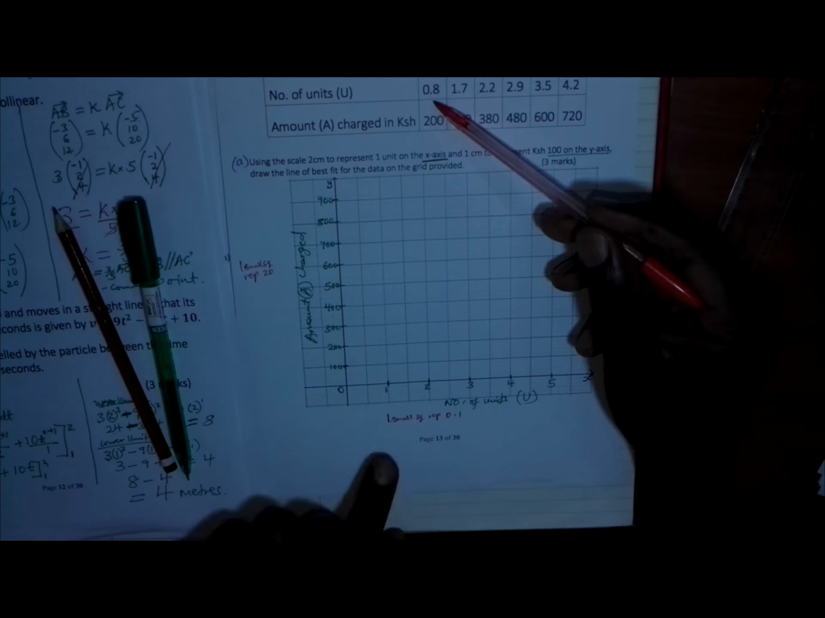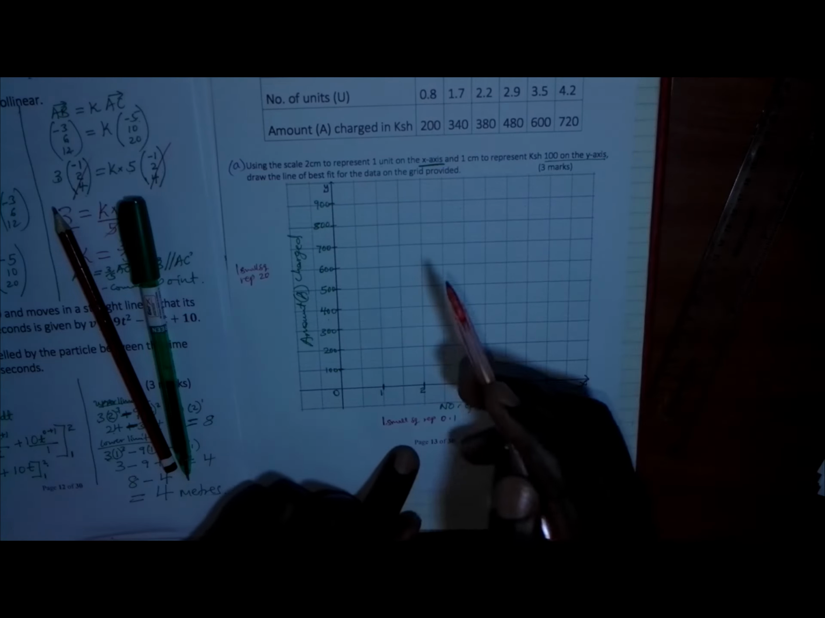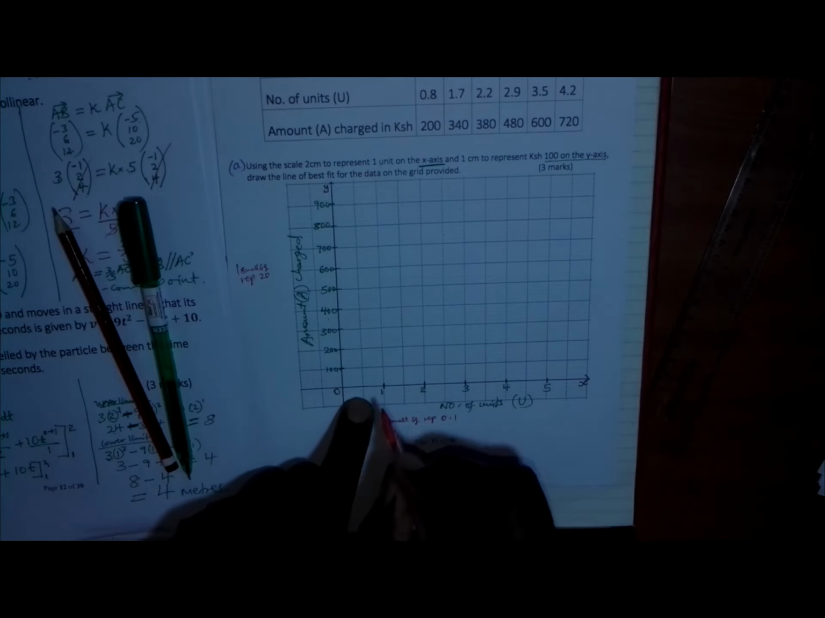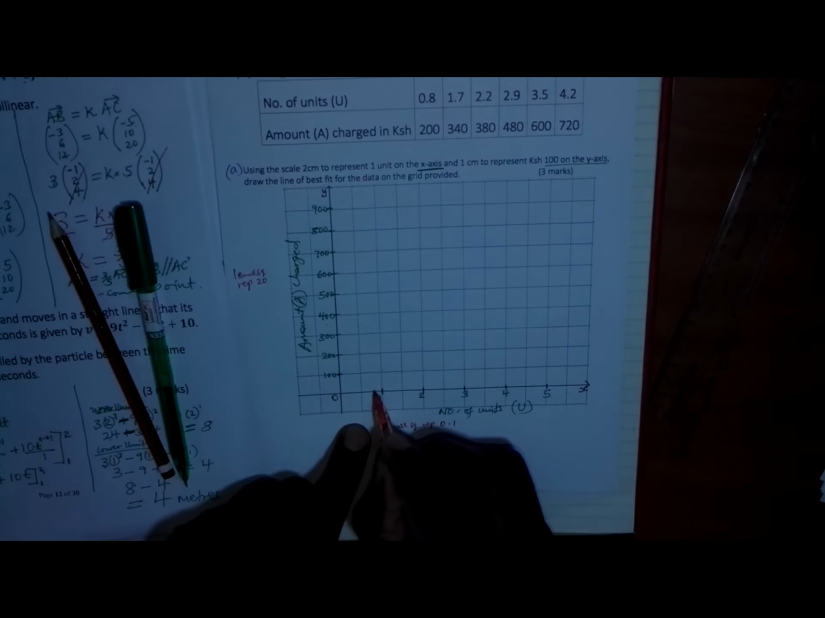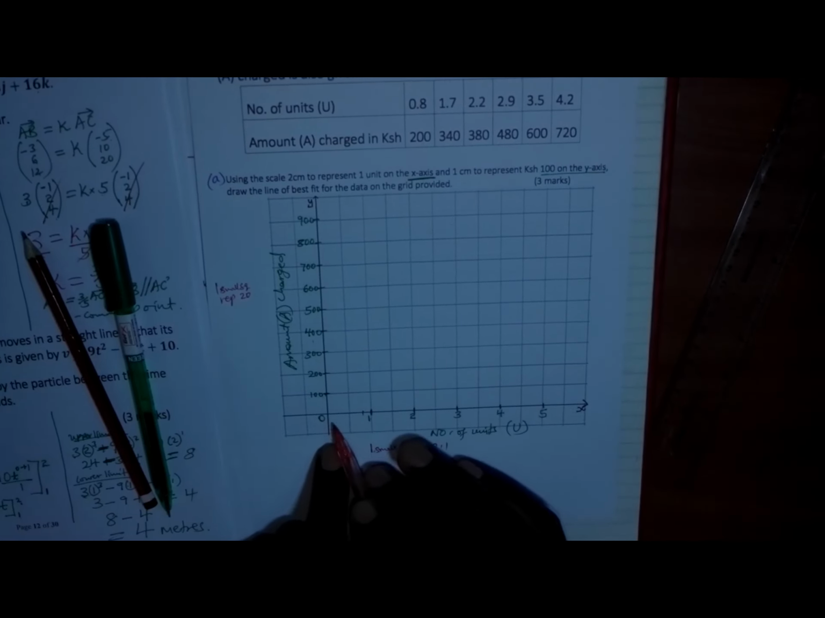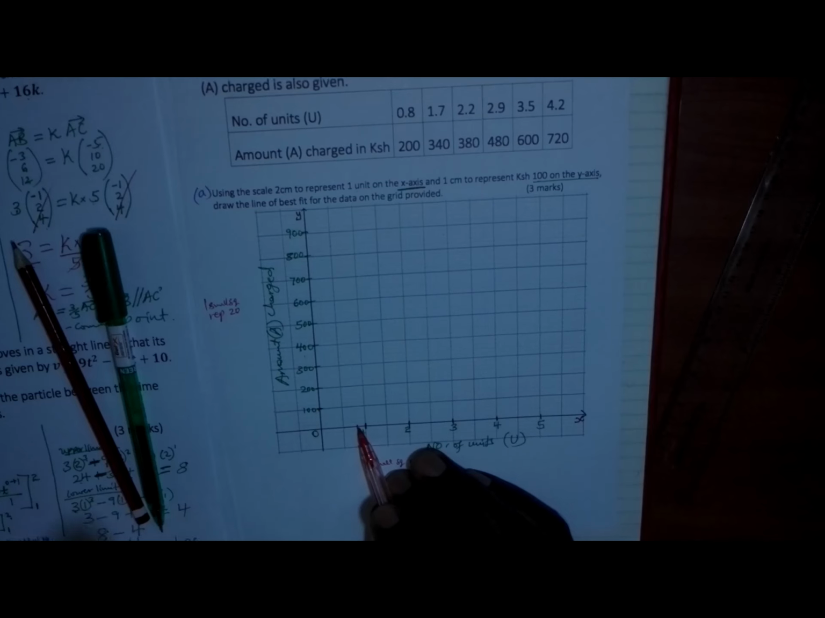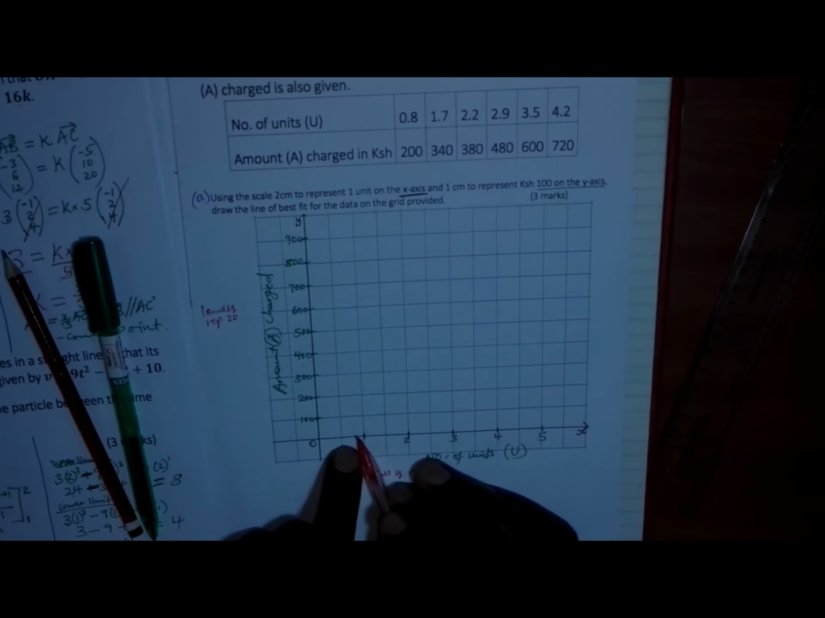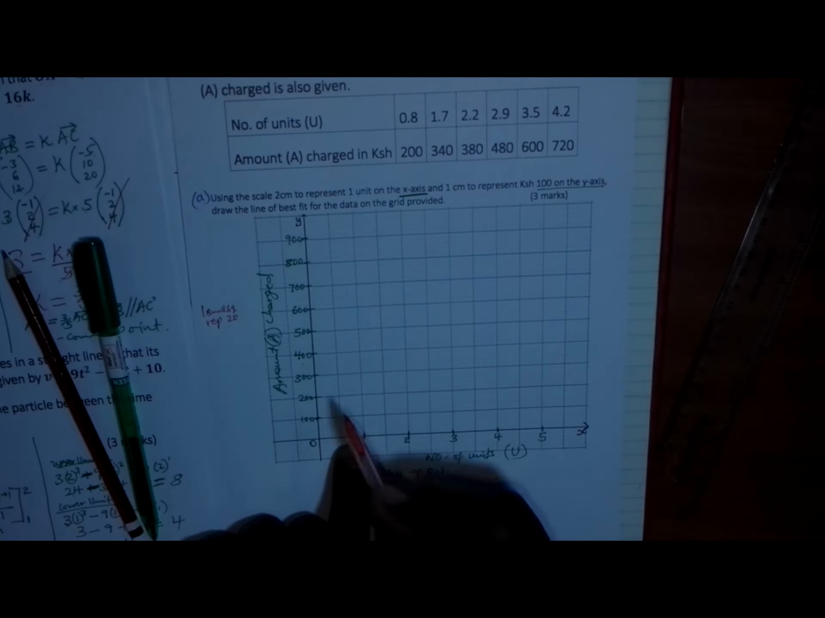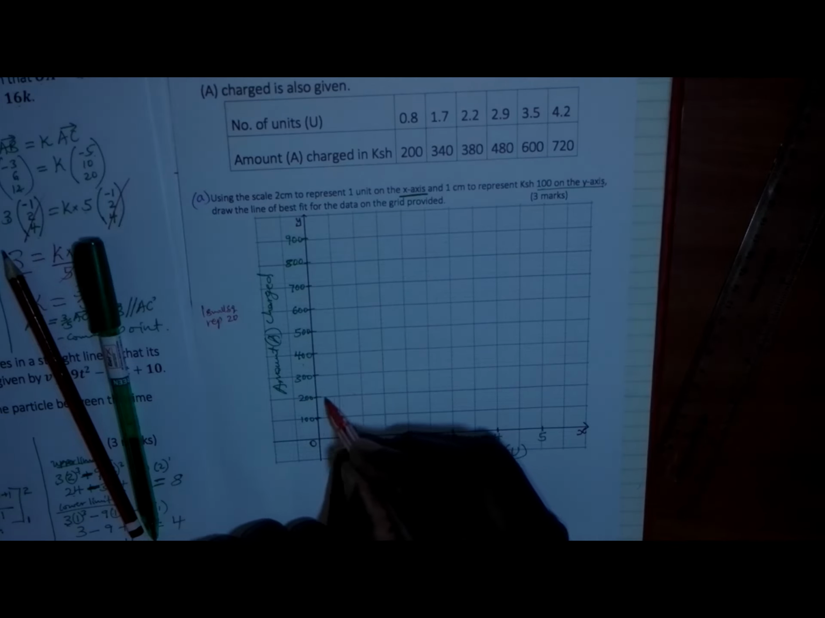Now, when x, the number of units, is 0.8, it's at this point here, and therefore we count from 0, 8 small divisions, so 0.8 is at that particular point. And then we have 200, it is here, so that's the point.